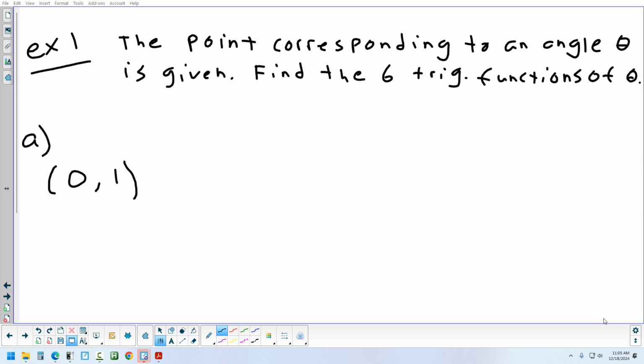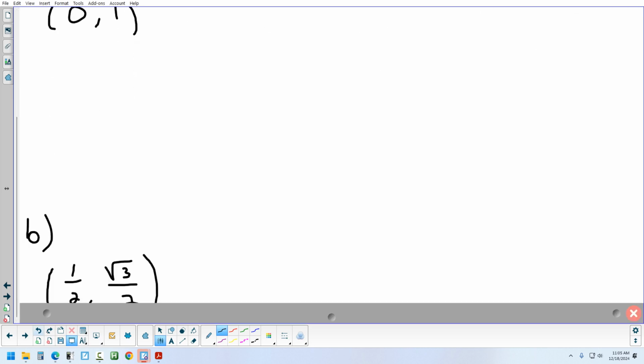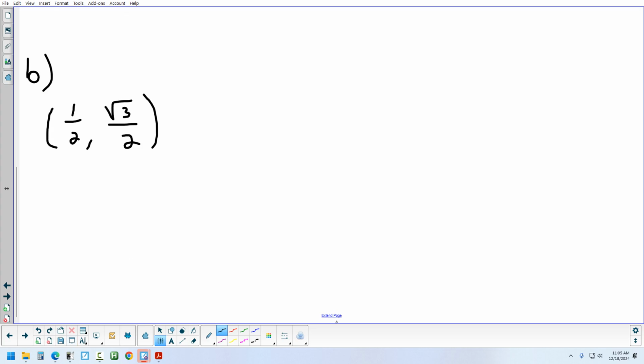All right, so we're going to pick up where we left off yesterday with section 6.1. We had just gone through all 6 trig functions for the point (0, 1). Let's try going through the 6 trig functions for this one, (1/2, root 3 over 2).